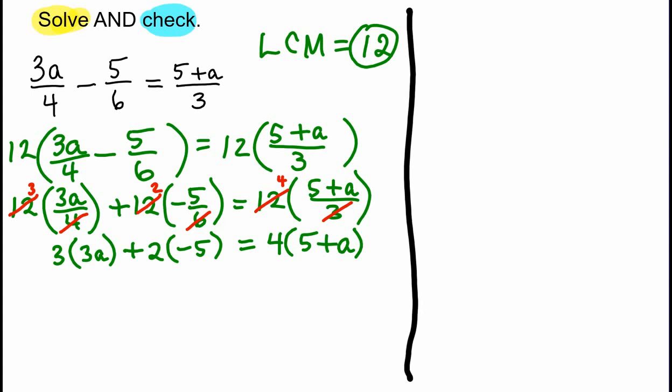So now moving forward, we're going to make the left-hand side look simpler. Well, 3 times 3a is 9a. 2 times negative 5 is negative 10.